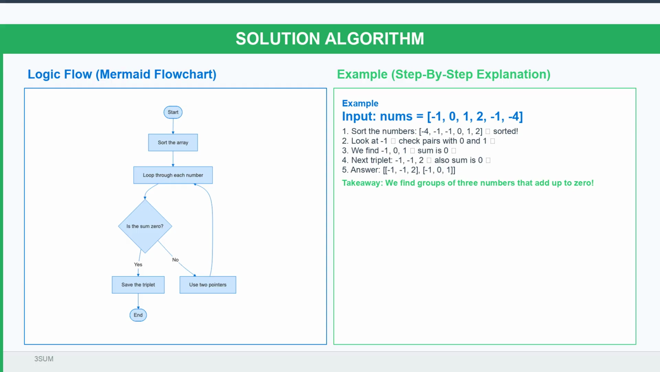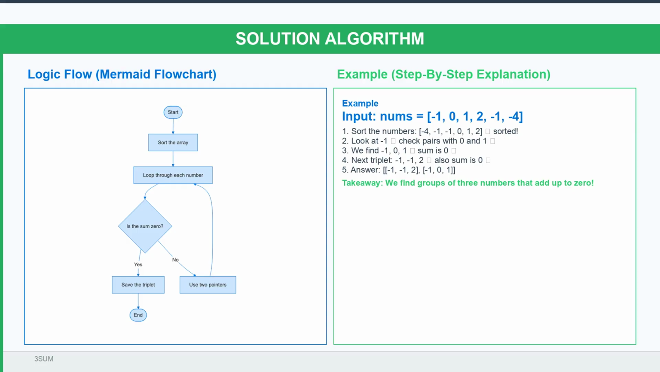If the sum is less than 0, we move the left pointer to increase the sum. Conversely, if the sum is greater than 0, we move the right pointer to decrease it. Lastly, after going through the array, we return our result list containing all unique triplets that sum to 0.